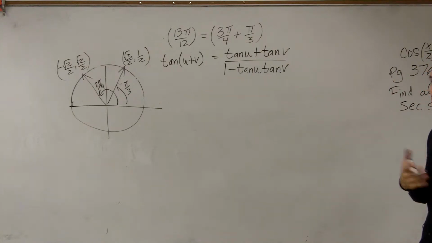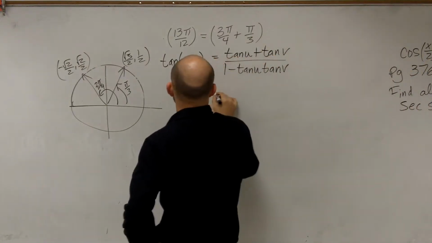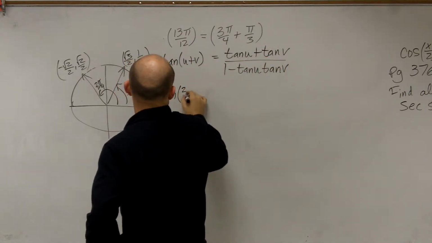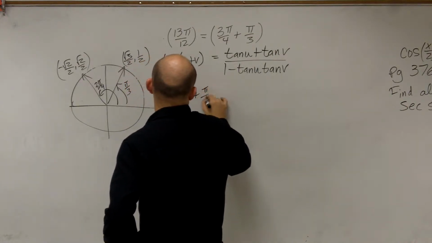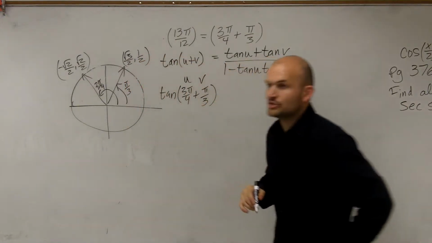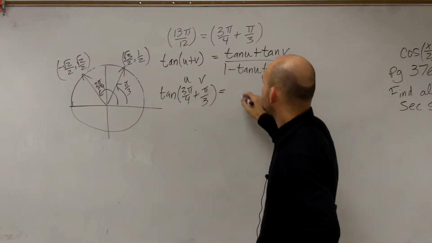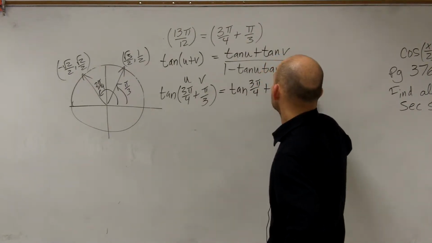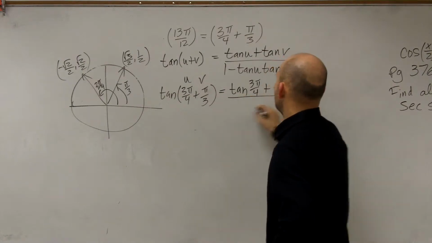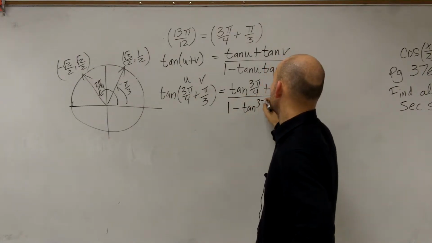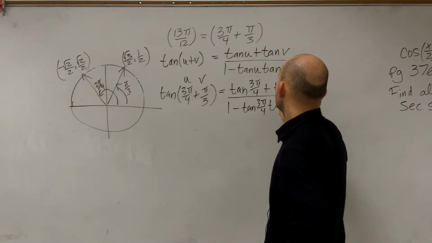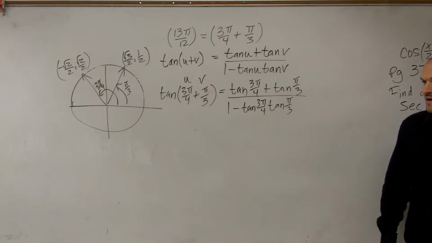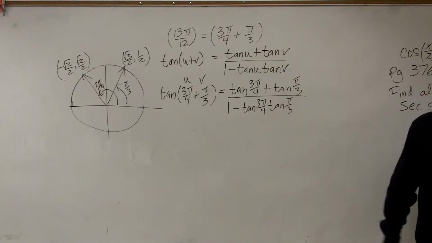All right, so now we're just going to plug them in. So if I do the tangent of 3 pi over 4 plus pi over 3, that's going to be my u and my v. By writing this in here, it's the tangent of 3 pi over 4 plus the tangent of pi over 3, divided by 1 minus the tangent of 3 pi over 4 times the tangent of pi over 3. Okay, now let's plug in what our evaluation points are.